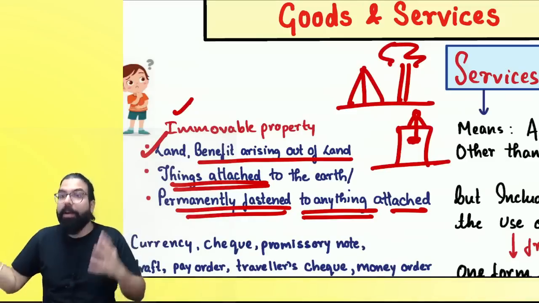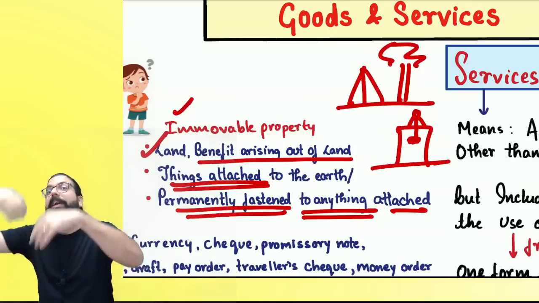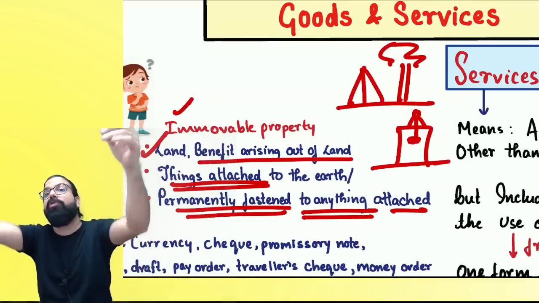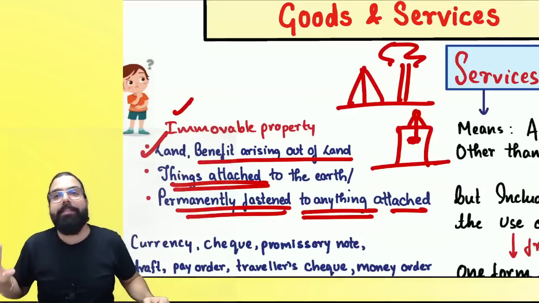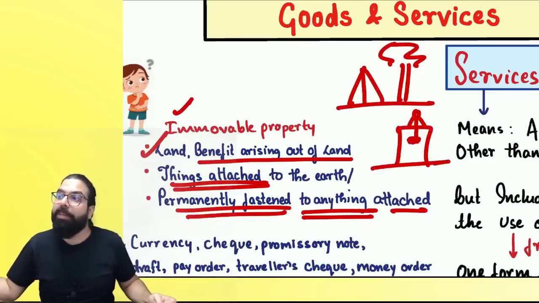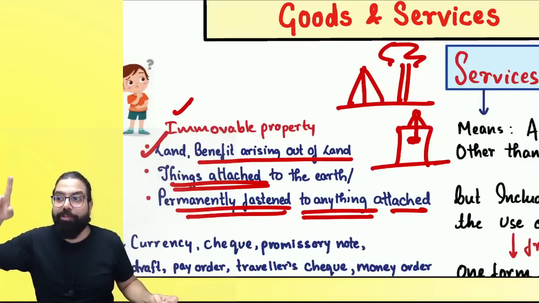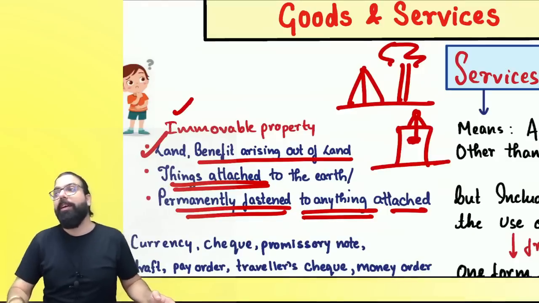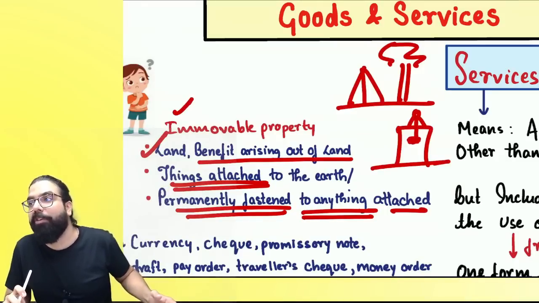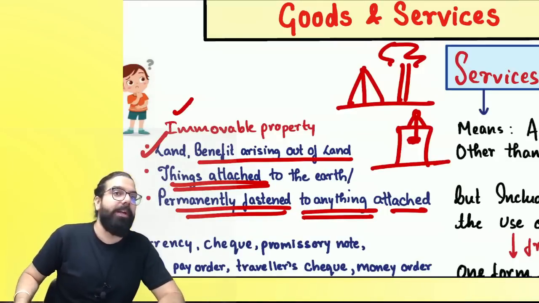For an example, this building is attached to the earth. On the building, if I attach anything permanently, that is also immovable. For an example, the projector attached in the classroom is immovable. When you buy it from the shop, at that time it is movable, and movable is goods. But when you attach it permanently to what is attached to the earth, then it becomes immovable. And if it is immovable, it is not goods. Can I go ahead, everyone?